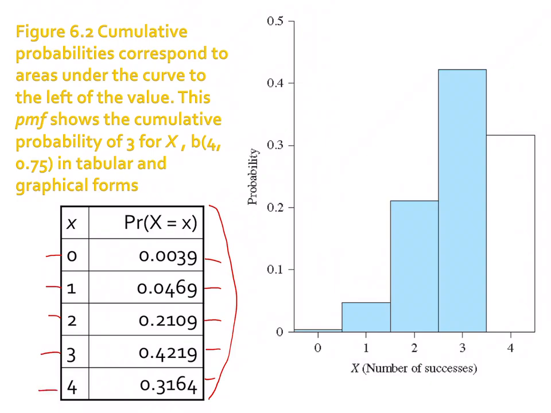And so if you wanted to know the cumulative probability of 3 successes, this is the shaded area all the way to the left. The way you do that for the cumulative probability is you add up the probabilities between 0 and 3. And if you add that up, you get 0.6836 for the cumulative probability there.